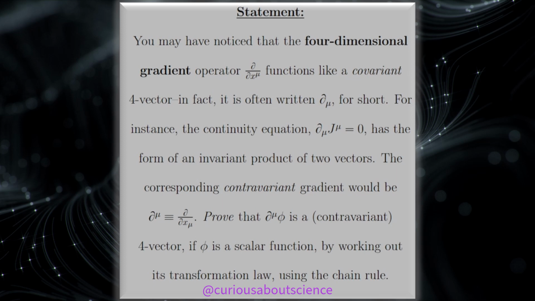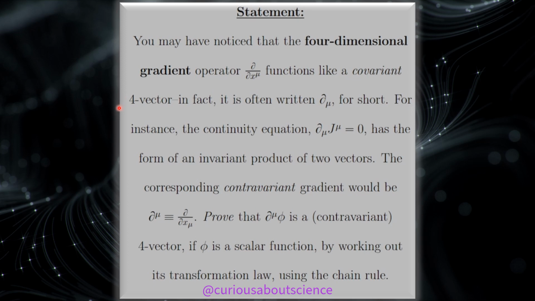Welcome back. It's now time to get into some nitty-gritty on some of these definitions again. Of course, we've seen some of these already in earlier questions, but now let's put a definition to it. So you may have noticed that the four-dimensional gradient operator, partial over partial x to the mu, functions like a covariant four-vector. In fact, it is often written as partial mu for short.